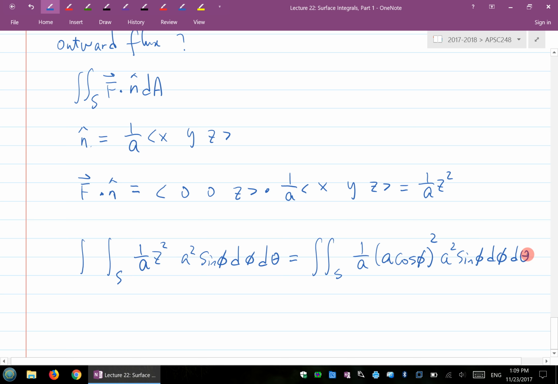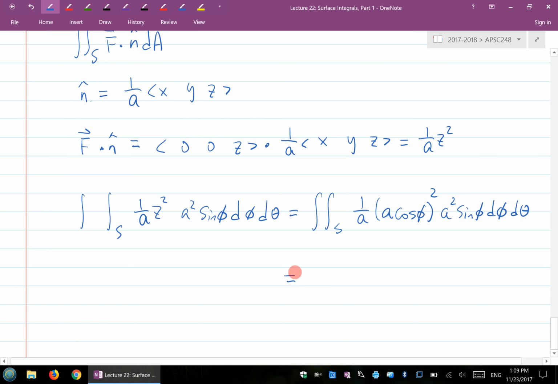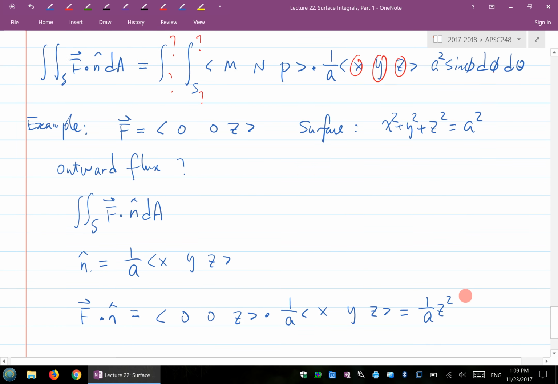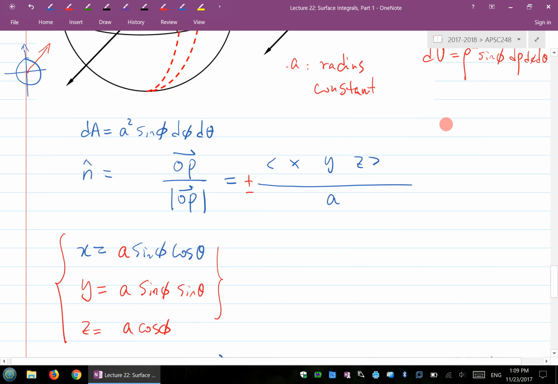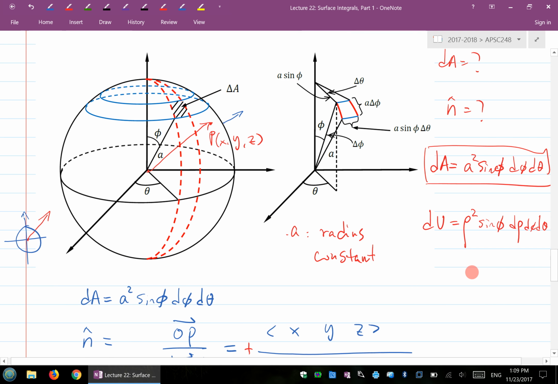So good. Up to here, you have everything consistently in spherical coordinates now. And the last step is to find the limits for phi and theta. So to find the limits for phi and theta, going back to the sphere here, how do I find the phi and the theta?